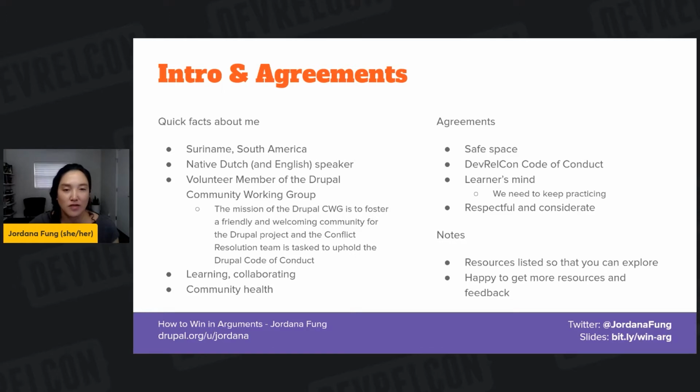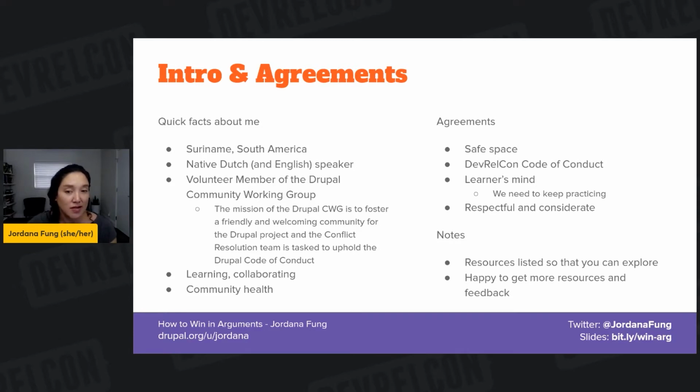So let's start off with some agreements. We have the DevRel Code of Conduct, which is amazing, which we will be upholding here. It's a safe space, which means we'll be respectful and considerate to one another. But another thing I would like to have you keep in mind is having a learner's mind. So sometimes we'll know things, but when we learn and know things, it's always good to keep practicing. So gentle reminders of these things are always good. So a use it or lose it mindset. So sometimes we shouldn't jump to conclusions too quickly.